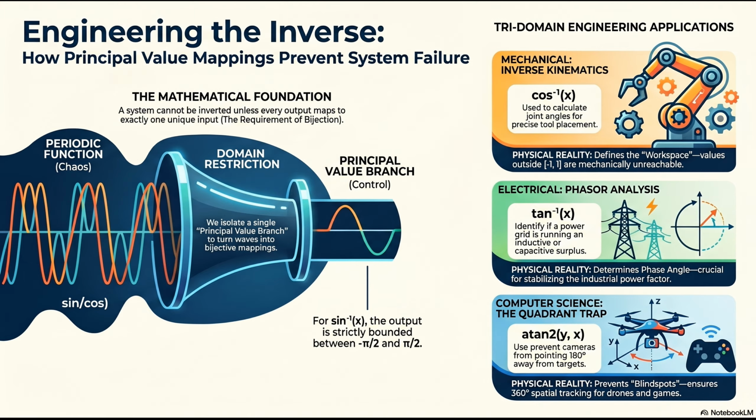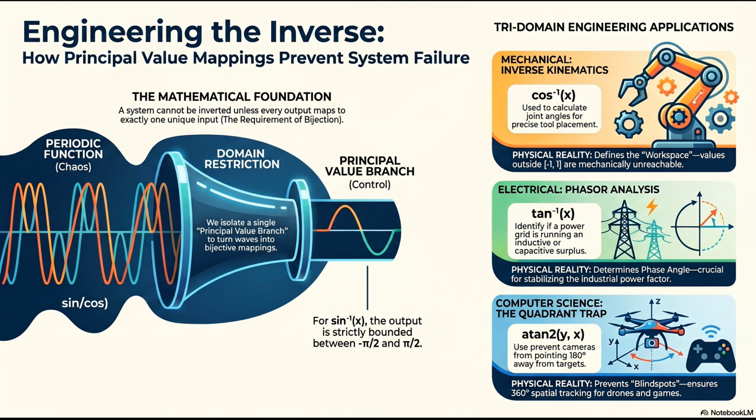Inverse kinematics. Right. When you give the robot a target coordinate, the computer draws an imaginary triangle between the robot's shoulder joint, its elbow joint, and the target object. It uses the law of cosines to calculate the exact angles those joints need to bend to reach the item. Okay, I follow. And to isolate the specific angle for the elbow joint, the system runs the physical lengths of the arm segments through the inverse cosine function.